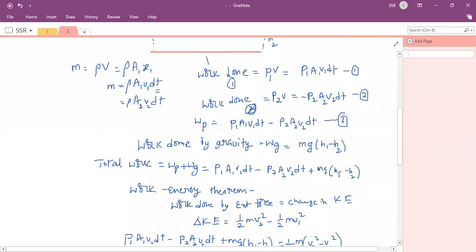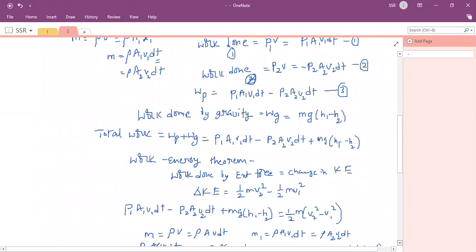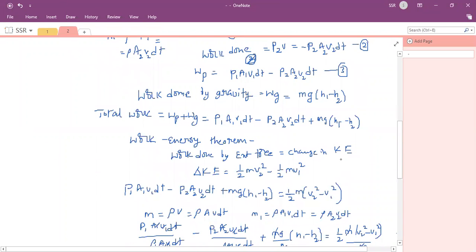Then by using the work-energy theorem for the fluid, work done by external force is equal to the change in kinetic energy of the fluid. The change in kinetic energy I take as delta K. What is this delta K exactly? K2 minus K1. So what is K2? Half m V2 square, where V2 is the final velocity. What is K1? Half m V1 square. So delta K is the final kinetic energy of the fluid minus the initial kinetic energy: half m V2 square minus half m V1 square.